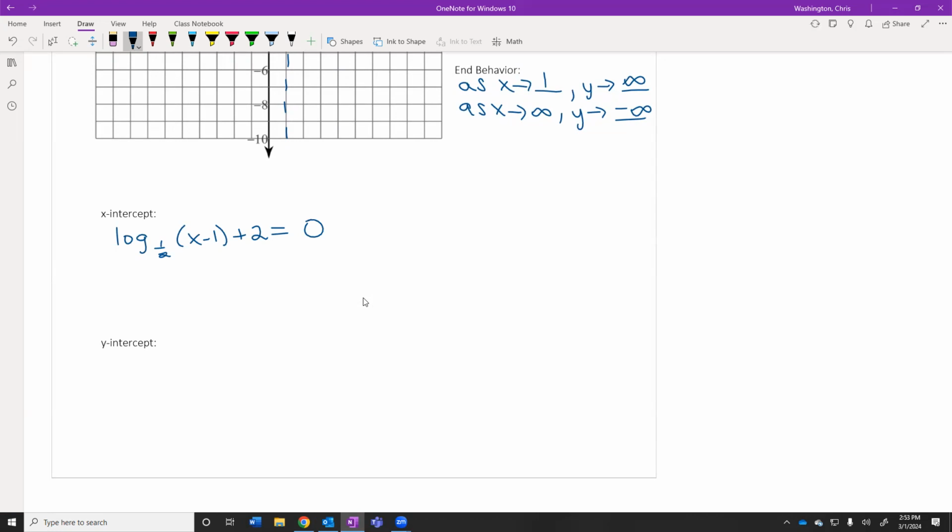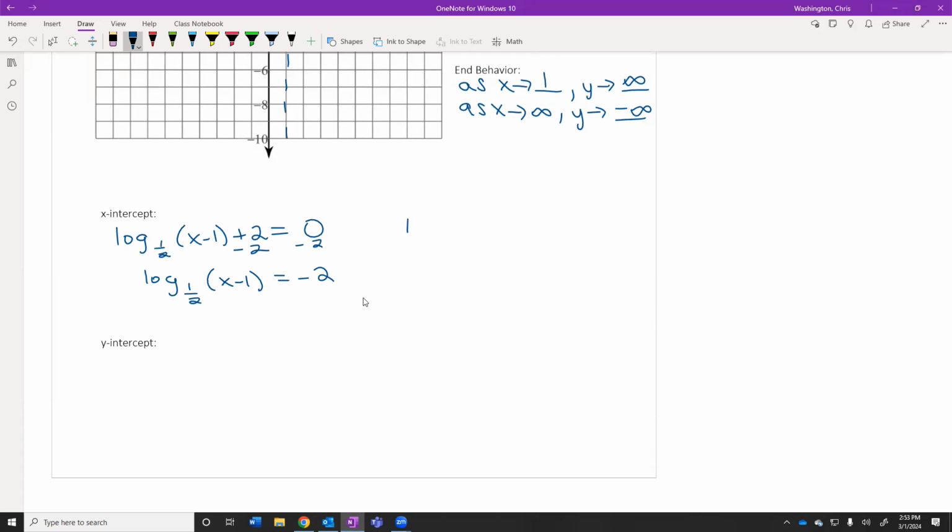How might we solve that equation? We have to subtract the 2 first to get the log by itself. So log base 1/2 of (x - 1) = -2. And now that the log is by itself, we can rewrite this as an exponential. I've had people ask me today, can I just type that in the calculator like it looks? No, you're gonna type the x in there and it's not gonna solve for x. So we have to rewrite this as an exponential.